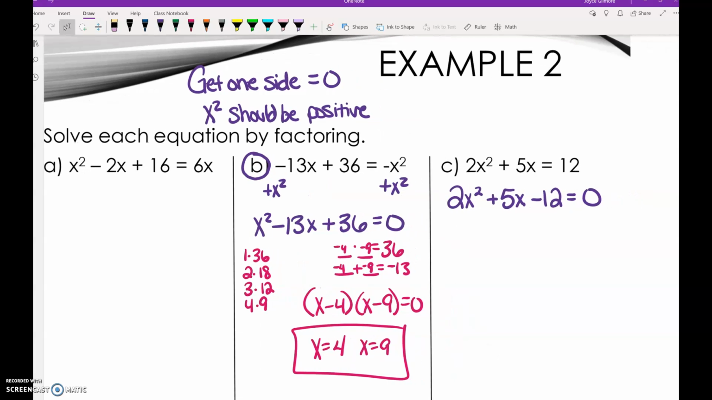So we need to do the front times the back, the 2 times the negative 12. We're looking for two numbers that multiply to give us negative 24 and add up to 5. Anyone know what those numbers are? 1 times 24, 2 times 12, 3 times 8, 4 times 6.